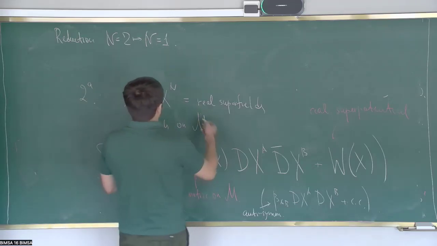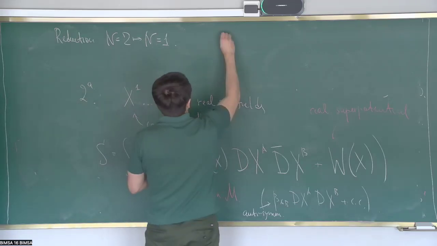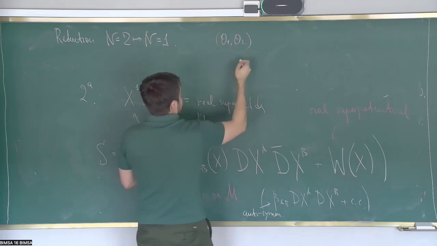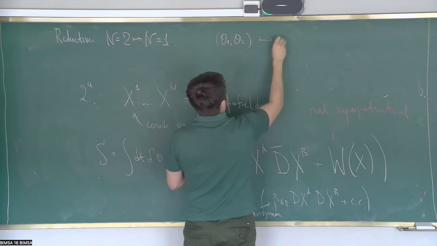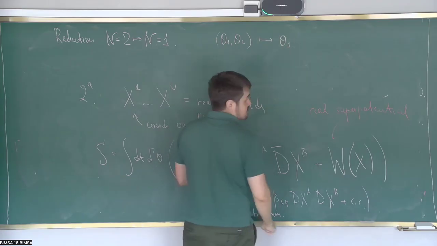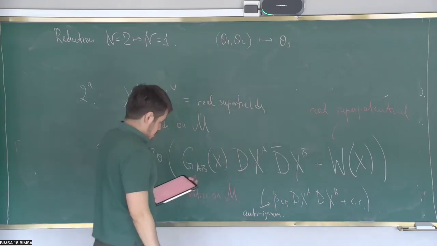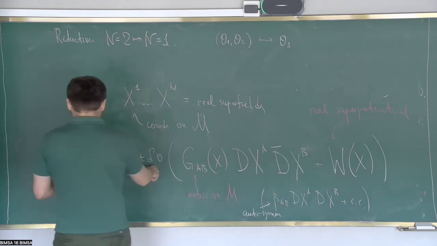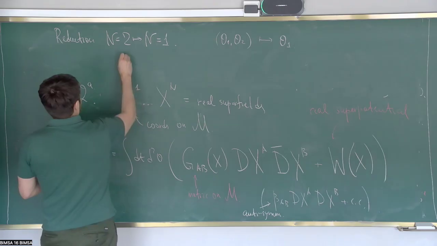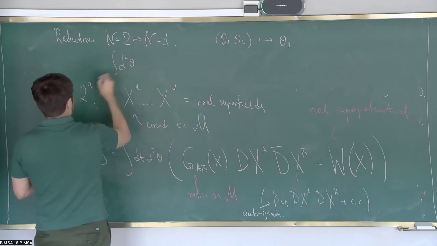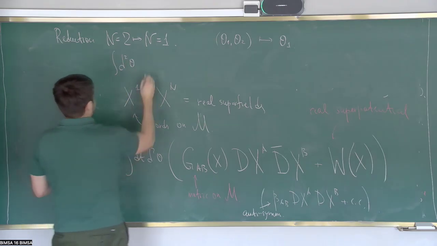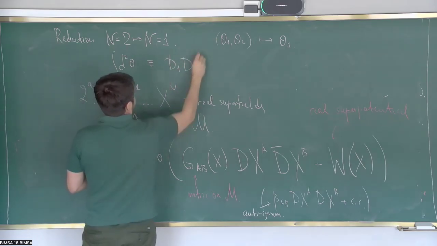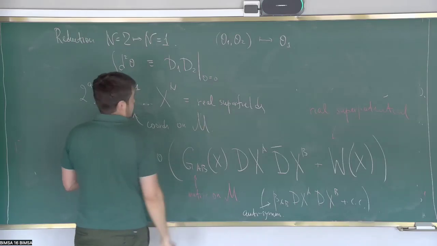So in n equals 2, let's recall that we also have real superspace variables, theta 1, theta 2. And we want to reduce it to theta 1. Right, this is the reduction. So how do we do the reduction? Well, we have the integral here over 2 thetas, right? So d2 theta is just the same as differentiation, equal 0, as we discussed before.